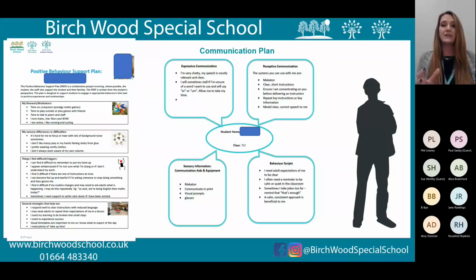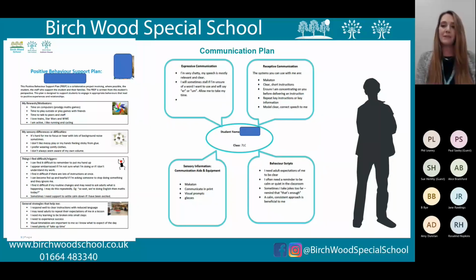The receptive communication is the way that you can communicate with him. So this has been really useful, because it let me know that he was going to need some very clear, short instructions. He was going to need lots of modelling of correct speech. And I needed to make sure that he was concentrating before I delivered any key instructions or key information in the class. It also gives you a chance to just jot down anything like wearing glasses, or they are a Makaton user, or they need symbols on their work, those important things for planning and for setting up the classroom.